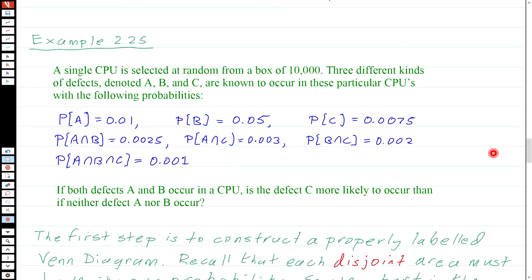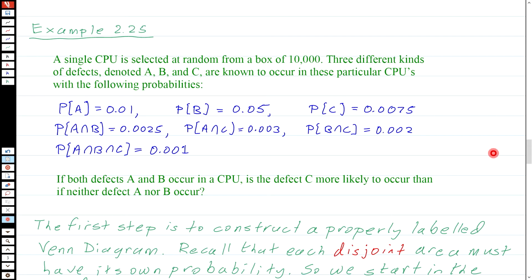Okay, let's look at another example. Let's suppose a single CPU is selected from a box of 10,000 CPUs. Three different types of defects, denoted A, B, and C, are known to occur in these particular CPUs with the following probabilities. Probability of defect A is 0.01, defect B 0.05, defect C 0.0075. The probability that both A and B defects occur is 0.0025. Both A and C occur has probability 0.003, and the probability that B and C occur is 0.002. Finally, the probability that all three occur is 0.001, or 1 in 1,000.